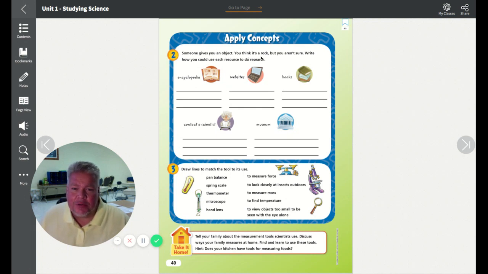Someone gives you an object, you think it's a rock, but you aren't sure. How could you use research? How could you use each of these to research what you've got? An encyclopedia? Well, maybe you could look up, try to find a picture of what it is, or look up types of rocks. In an encyclopedia, you would find an encyclopedia that covers the letter R if you're looking up rocks, or turn to the R section. Websites, you could type in types of rocks in the search bar if you wanted to do that. Books, you could go to the library and check out a book on rocks.